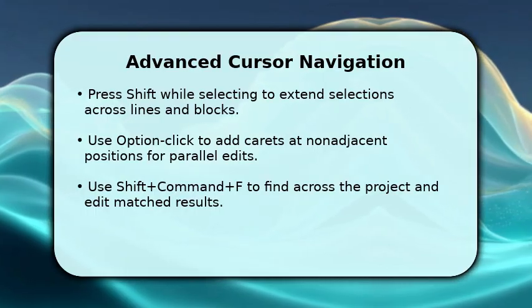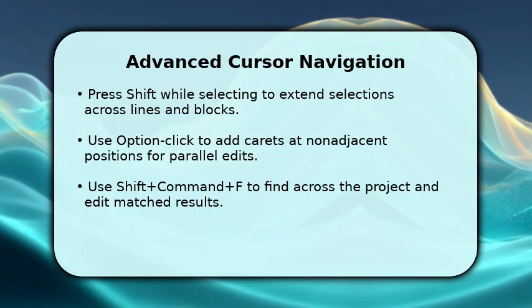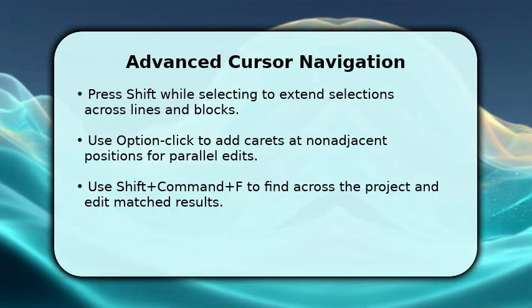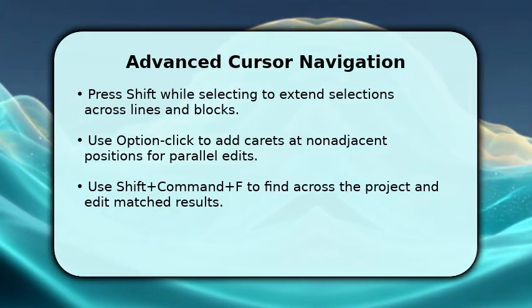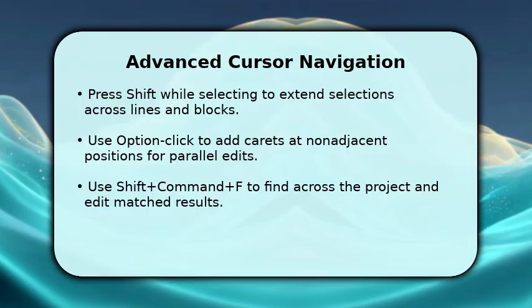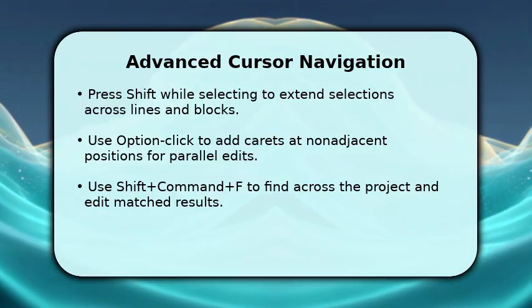Use the Find panel opener, Command plus F, and then Shift plus Command plus F to locate occurrences across the project. Jump to results and edit matches in place for consistent changes.